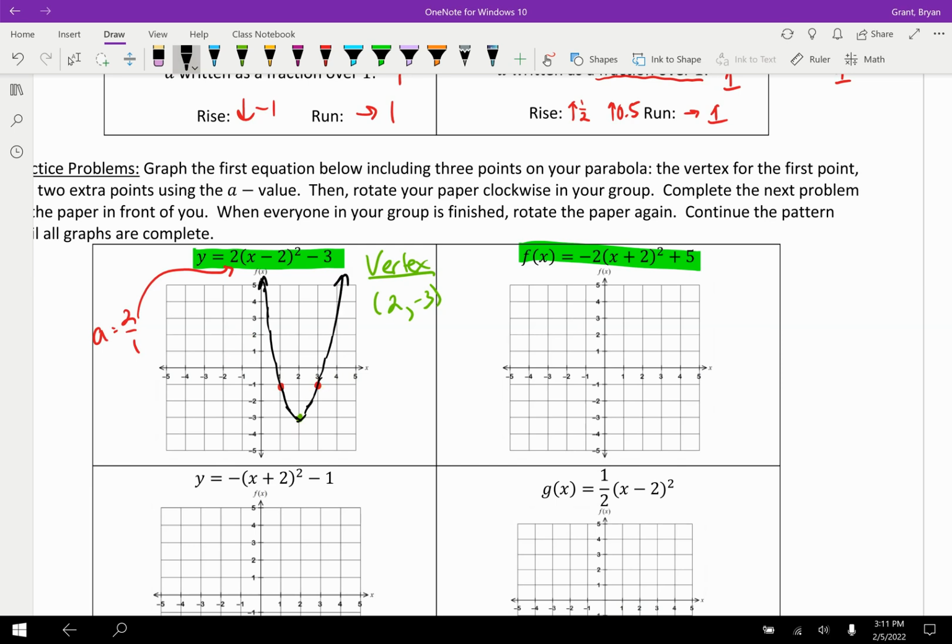We can see that this parabola is a little bit skinnier. It's vertically stretched. It's going up twice as fast. And that's that.